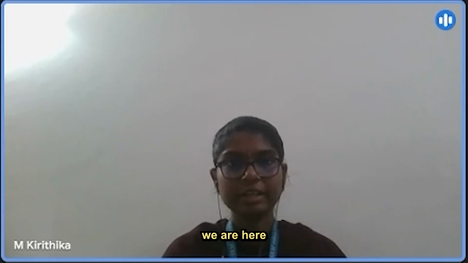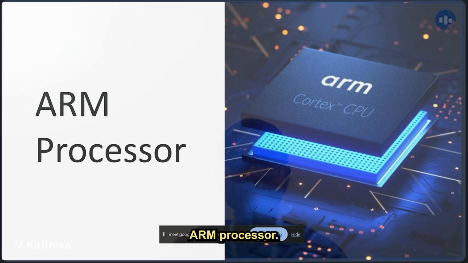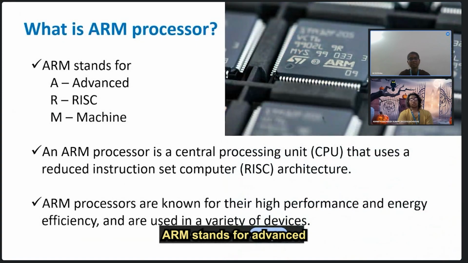And today we are here to talk about the ARM processor. So what is ARM processor? ARM stands for Advanced RISC. An ARM processor is a central processing unit that uses a RISC architecture. Now the full form of RISC is Reduced Instruction Set Computer. ARM processors are known for their high performance and energy efficiency.